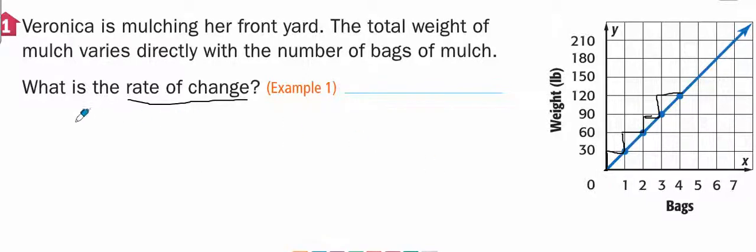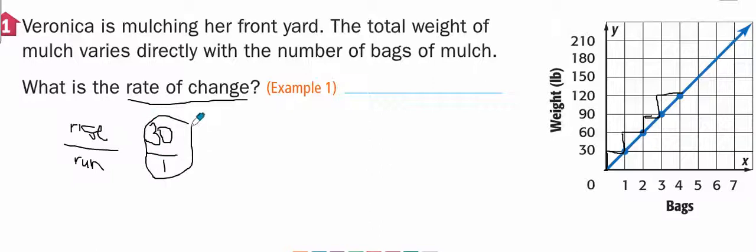And so when we look for slope, we do rise over run. So in this case, we rose 30 every time, and we ran 1 every time. So our answer is going to be 30 over 1, or just 30.